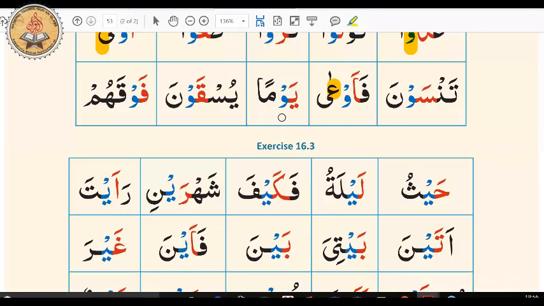And this one? Yawman. Very good. And this one? Yasqoon. Say that once more. That was good. That was correct. Say that once more. Yasqoon. Very good. The reason I asked you to say that again is because I wanted to make sure this qaw you made it long for 2 seconds. So yusqawna. Yasqoon. Very good.